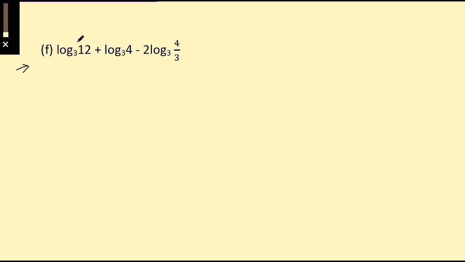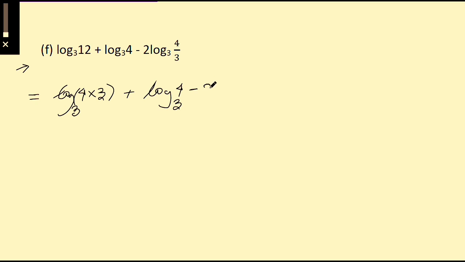Question: we have log 12 to the base of 3. So we can write 12 as a factor of 4 times 3. As we know, 4 times 3 will become 12, plus log 4 to the base of 3 minus 2 log 4 over 3 to the base of 3.